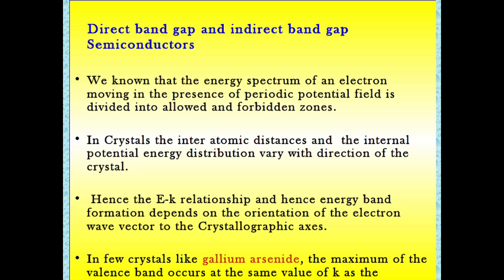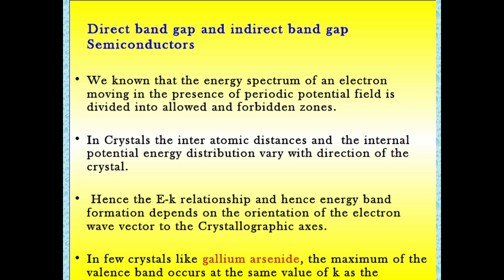We know the energy spectrum of the electron moving in the presence of a periodic potential field is divided into two zones: one is the allowed zone and the other is the forbidden zone. In crystals, the interatomic distance and the internal potential energy distribution vary with the direction of the crystal. So the distribution depends on the atomic distance and the internal potential energy. This is well understood with the indirect band gap semiconductor.